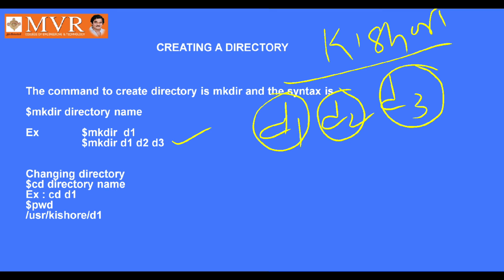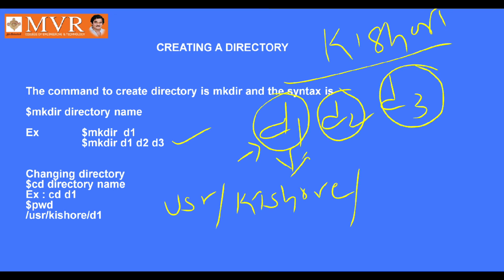Now once you have created a directory d1 and you want to create some files under d1, it is very easy to understand. I am working under user Kishore, and under Kishore I have created three directories d1, d2, d3. Now I want to move to d1 and create some files under this d1. Just listen carefully.